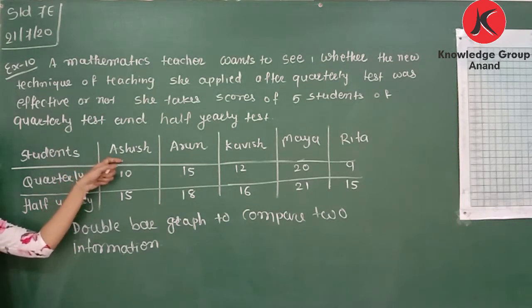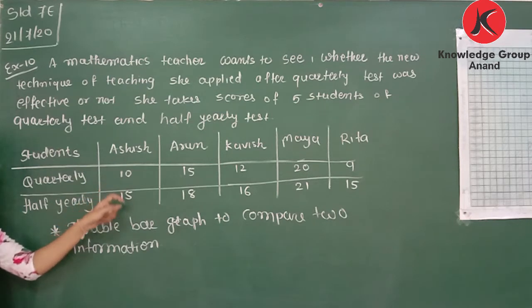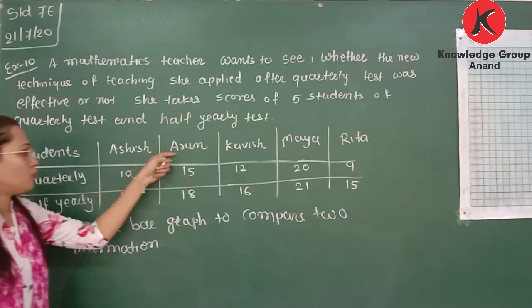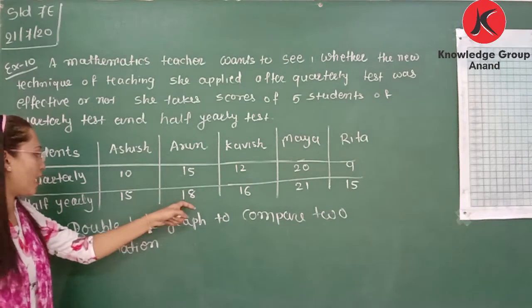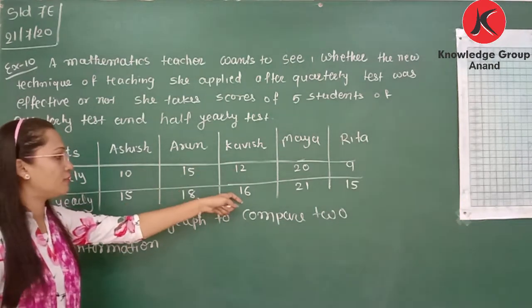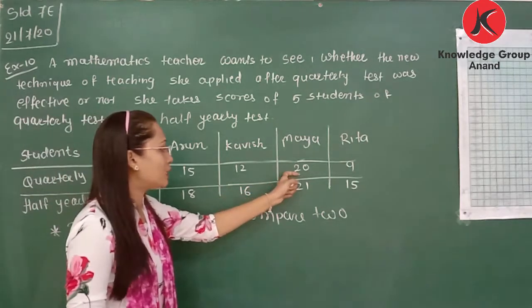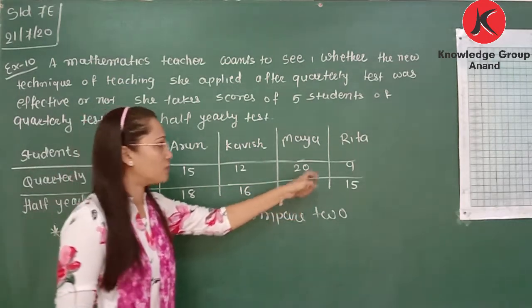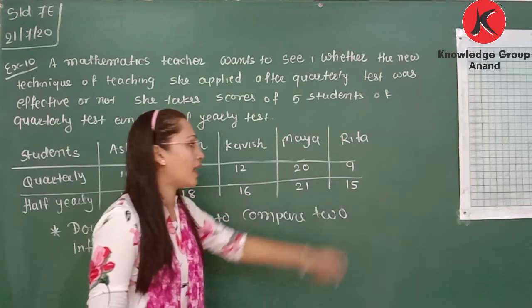So for Ashish, quarterly marks is 10 and half yearly is 15. Arun, quarterly marks 15, half yearly is 18. Kavish's quarterly marks are 12 and half yearly 16. Maya 20 and half yearly 21. Rita 9 and half yearly 15.